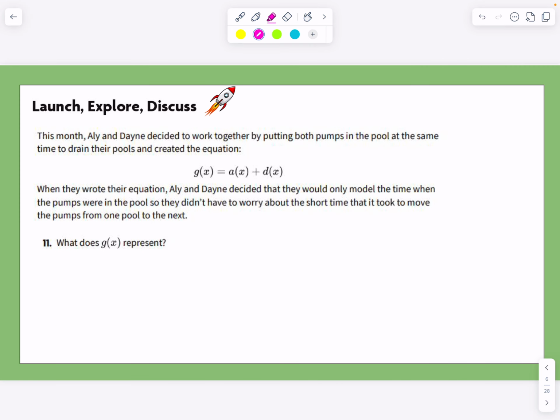This month, Allie and Dayne decided to work together by putting both pumps in the pool at the same time to drain their pools and created the equation g of x equals her equation plus his.